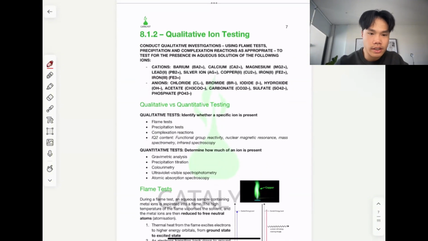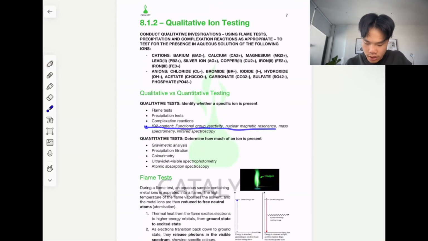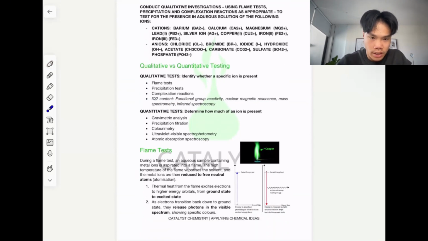Okay. Then you have all the qualitative ion testing. This involves flame tests, precipitation tests, and complexation tests for inorganic molecules. For organic molecules, that's all of your organic analysis: functional group reactivity, NMR, mass spec, IR spec. And then quantitative tests, which we'll get to in a second, are your gravimetric analysis, precipitation titration, colorimetry, UV-Vis, and AAS. So knowing what is qualitative and what is quantitative makes it easier to group them in your head.